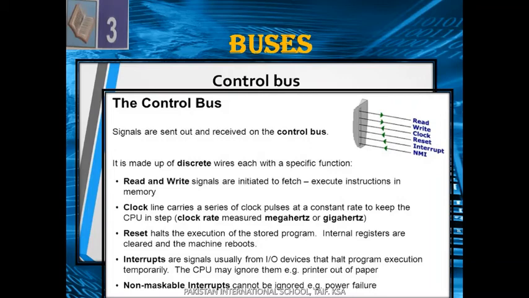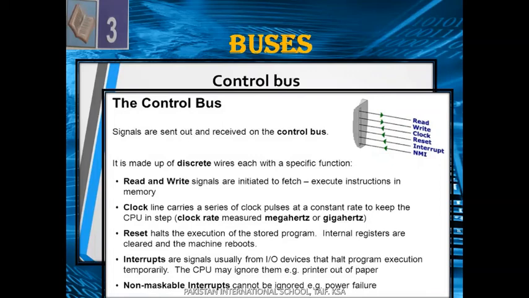Reset halts the execution of the stored program, internal registers are cleared, and the machine reboots. Interrupts are signals, usually from I/O devices, that halt program execution temporarily. The CPU may ignore them, like a printer being out of paper. Non-maskable interrupts cannot be ignored, like a power failure.